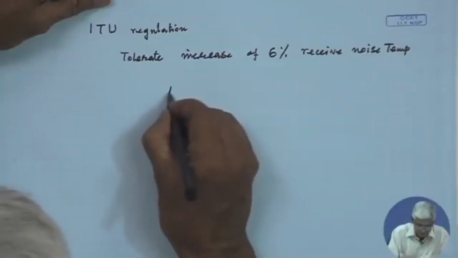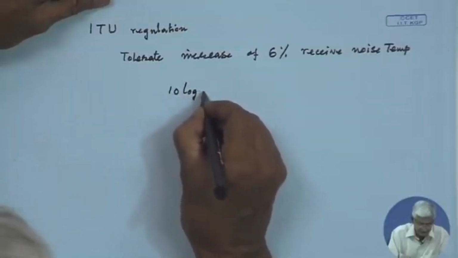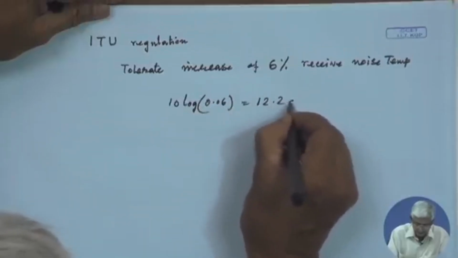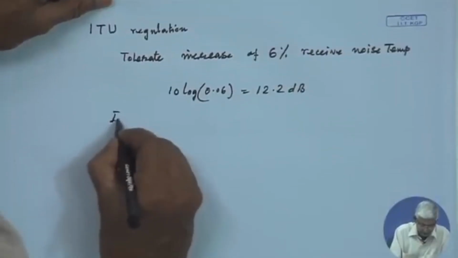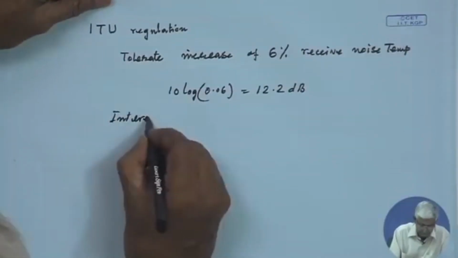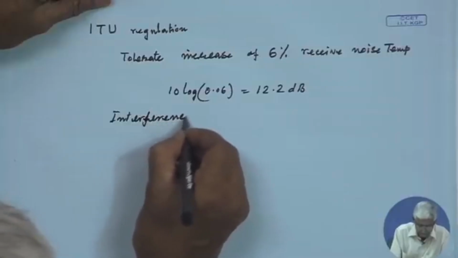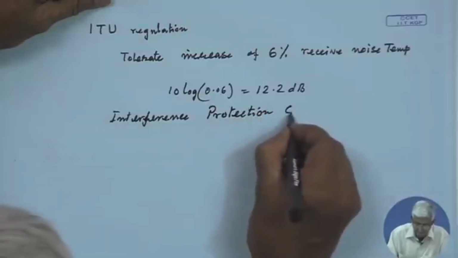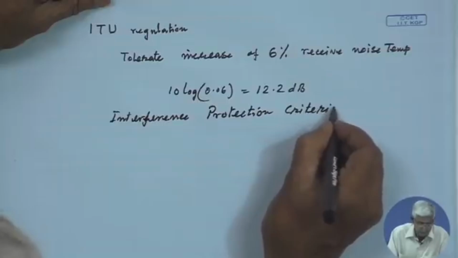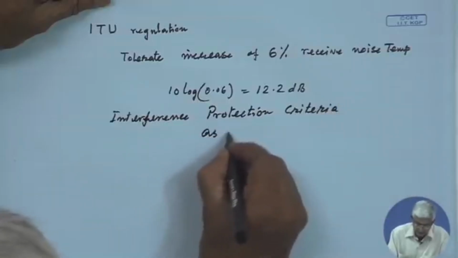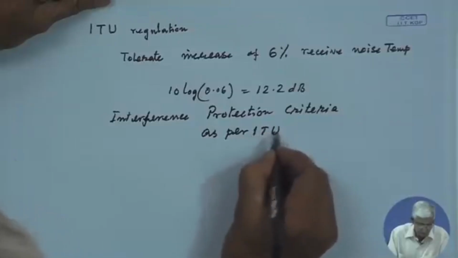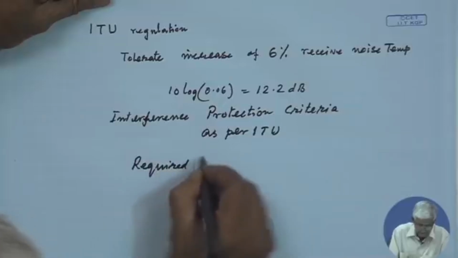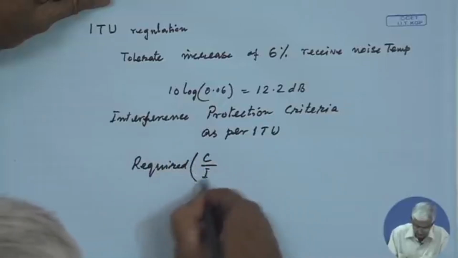If we convert 6% into logarithmic, 10 log of 0.06 becomes 12.2 dB. So the interference protection criteria as per ITU is the required C by interference, as I will now call it.